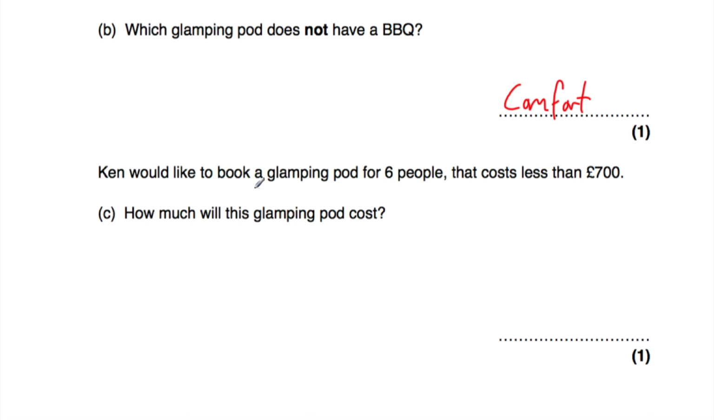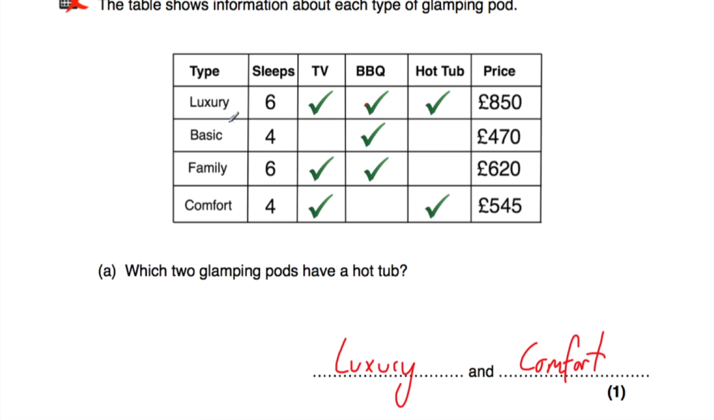And then we're told that Ken would like to book a glamping pod for 6 people, so 6 people, that would cost less than £700. How much would this glamping pod cost? So let's have a look. So he wants a glamping pod for 6 people. So it's going to not be the basic one. It's not going to be the comfort one. And so it's either going to be the luxury or family. And it needs to be less than £700.